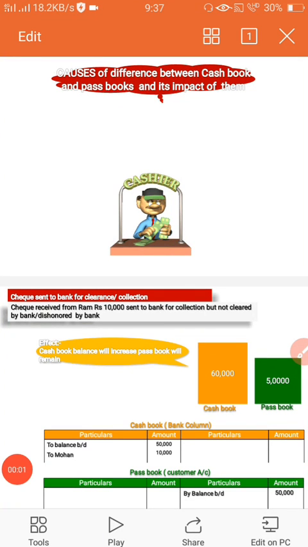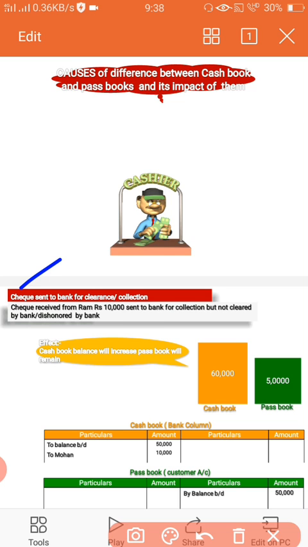Good morning, students. Yesterday we started our chapter number 15, bank reconciliation statement, and we had discussed its meaning and need. Today I am going to discuss with you causes of difference between cash book and passbook.